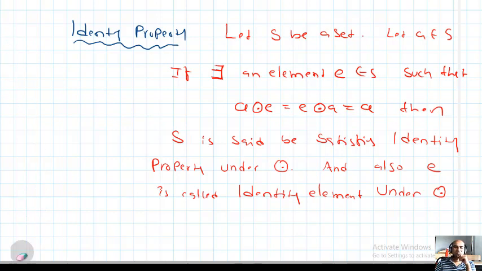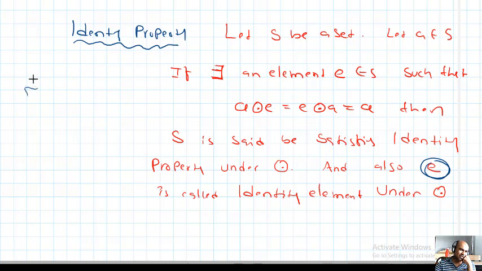So just once again listen, these properties are not easy. Let S be a set. Let small a belong to S. If there exists an element E belonging to S such that A circle dot E equal to E circle dot A equal to A, then S is said to satisfy the identity property under circle dot, and also E is called the identity element under the operation circle dot. Through example I have explained.